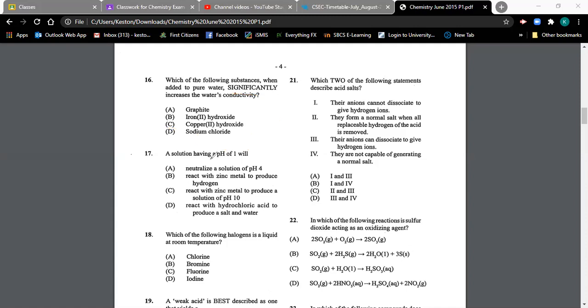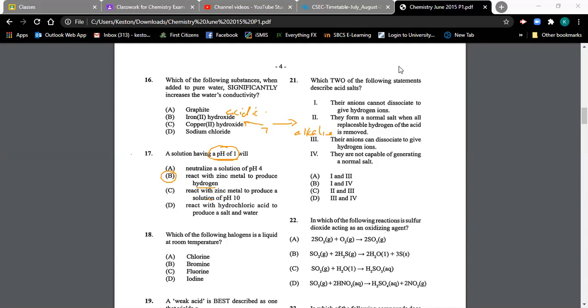17, a solution having a pH of 1. 7 is neutral, to the right is alkaline, to the left is acidic. Right? What would something with a pH of 1 do? Yeah, this is a repeat. Very good. It reacts with zinc metal to produce hydrogen. Yeah, very good.